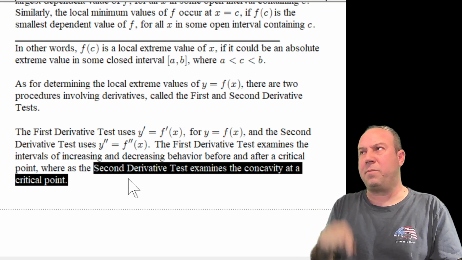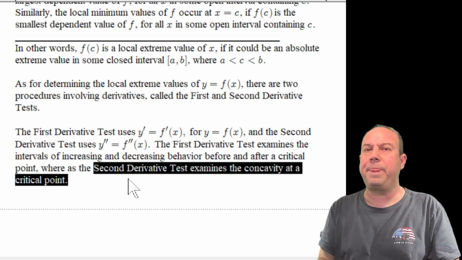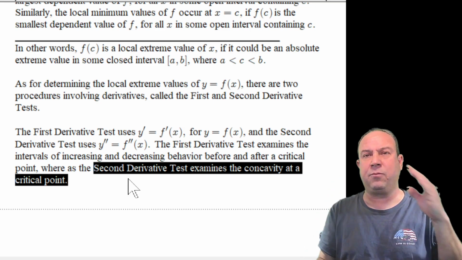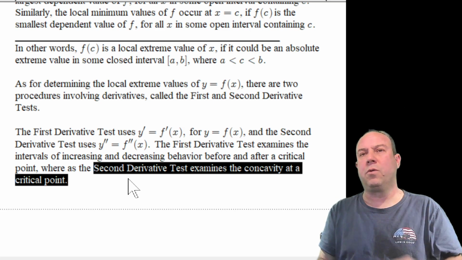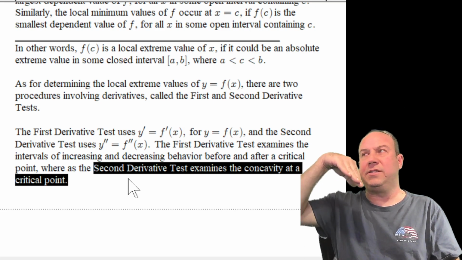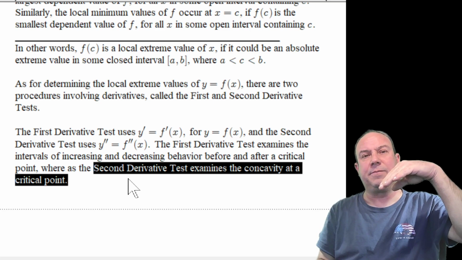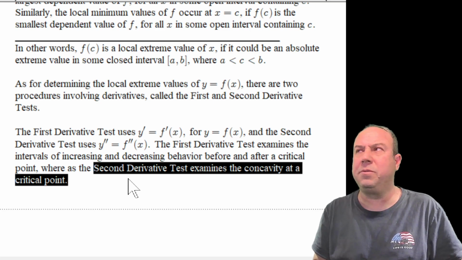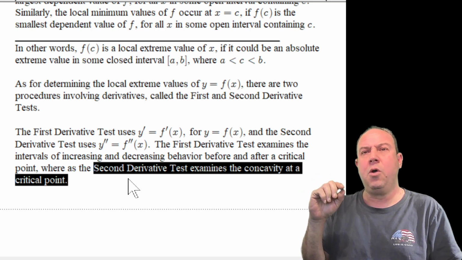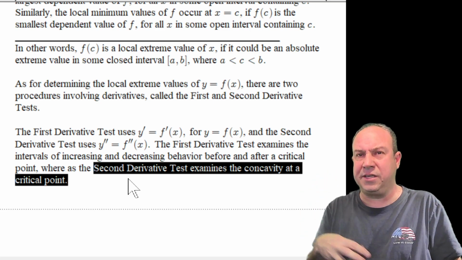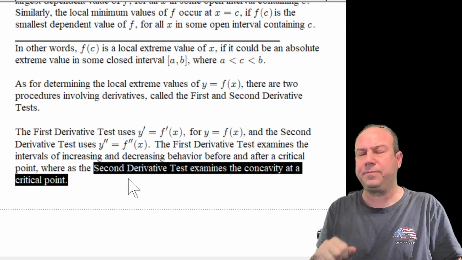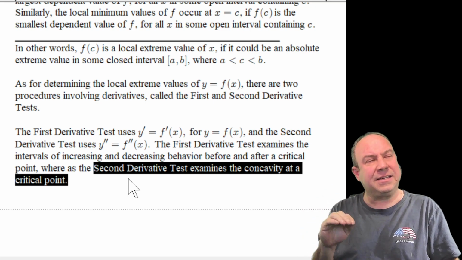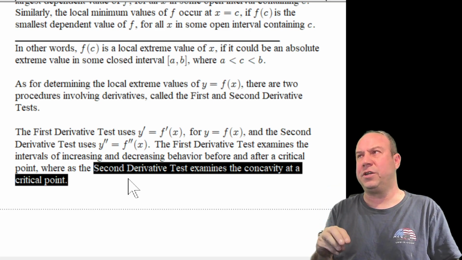What we'll notice about extreme values locally is that they are in between intervals where we're increasing and where we're decreasing, or where we're decreasing and then we're increasing. So the first derivative can be used to help us determine those locations where that change in increasing and decreasing behavior occurs. If you remember, the second derivative allows us to analyze concavity of our function.